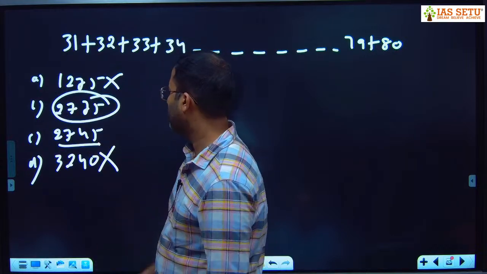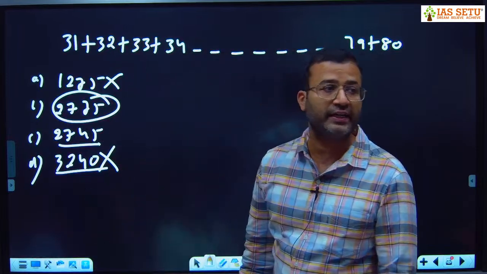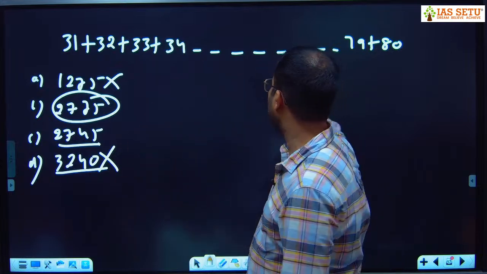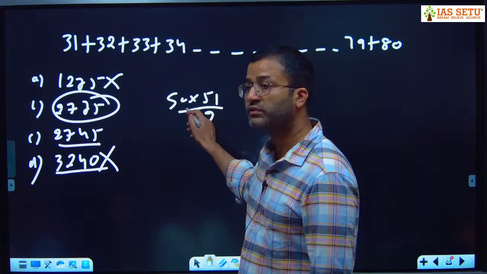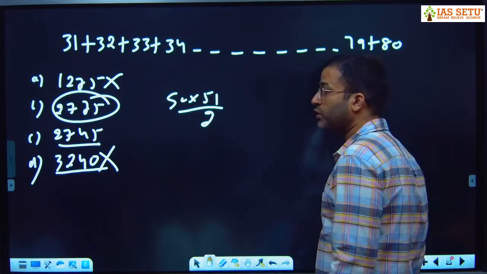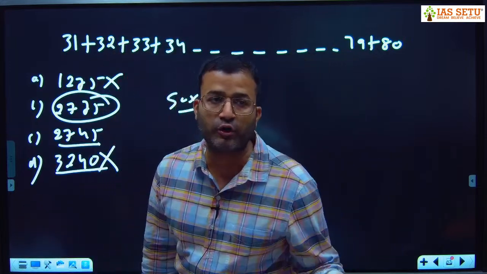I tell you, if you are using this, it means you are taking 80. These are not the first 80 terms, and some students think these are 50 terms. They are applying 50 into 51 divided by 2. It is for the first 50 natural numbers. Have you read this formula carefully? Sum of the first n natural numbers. So directly this formula is not applicable.